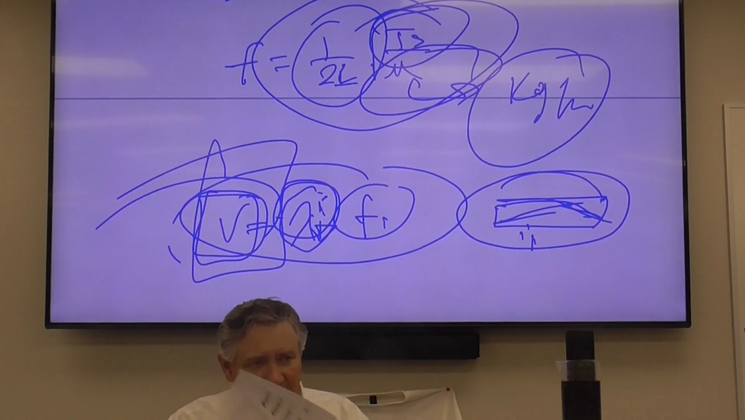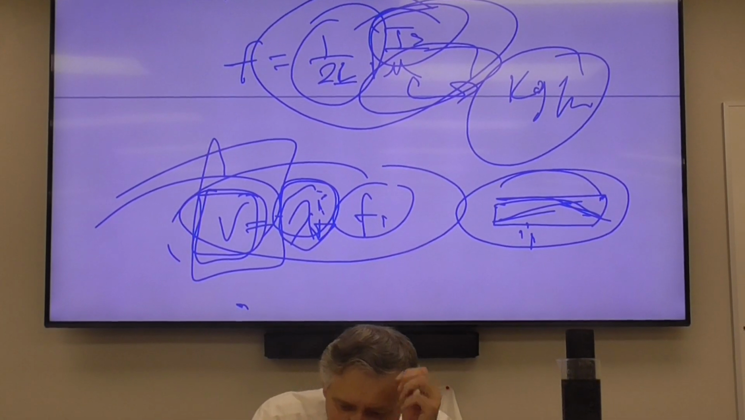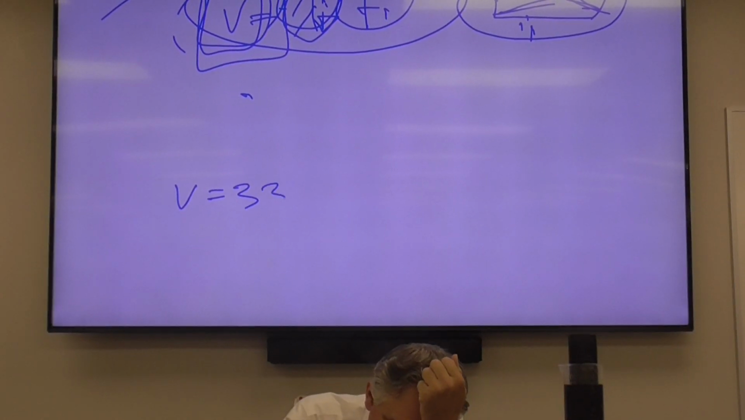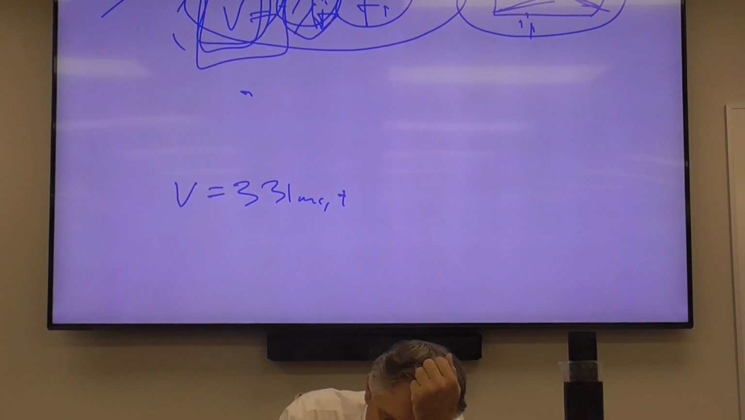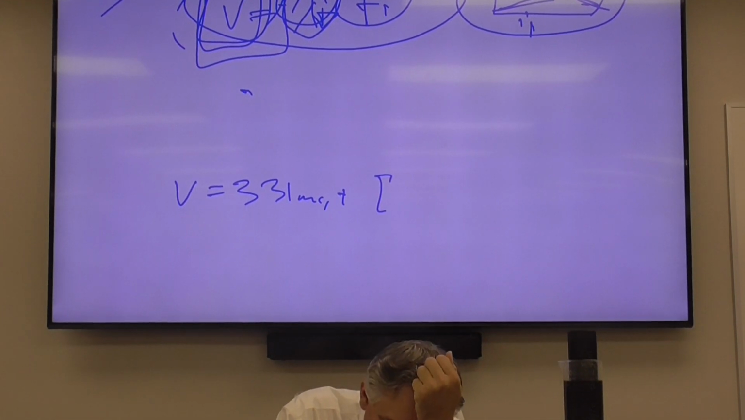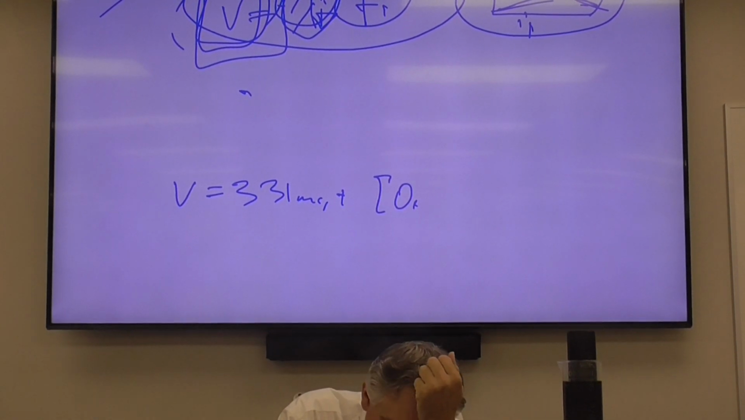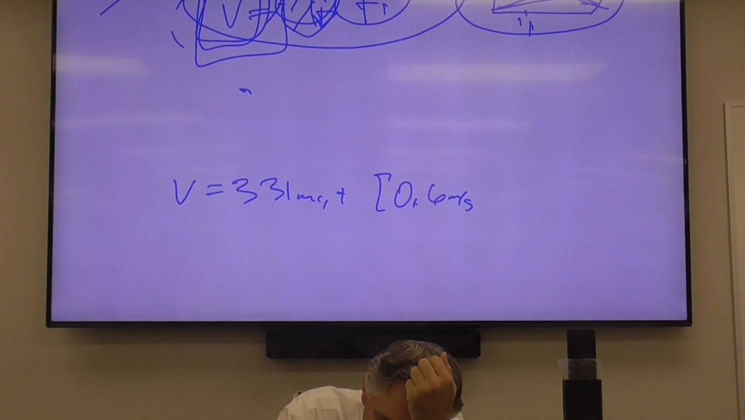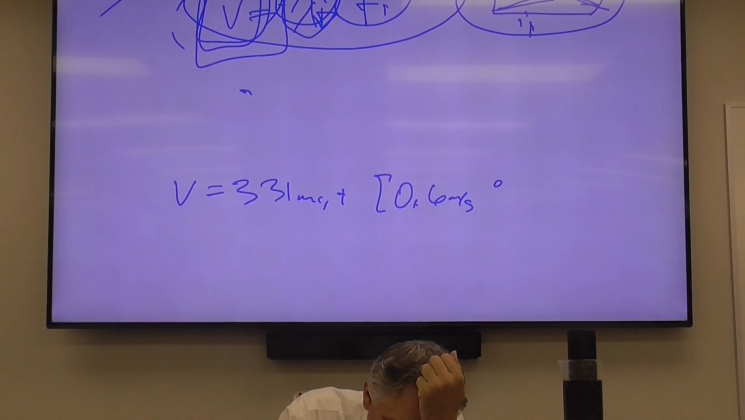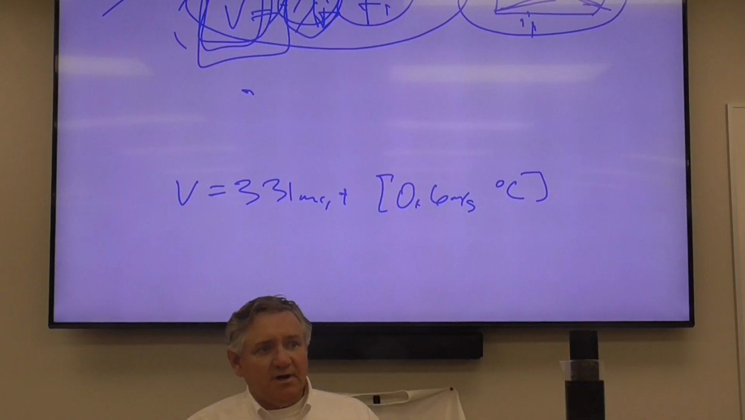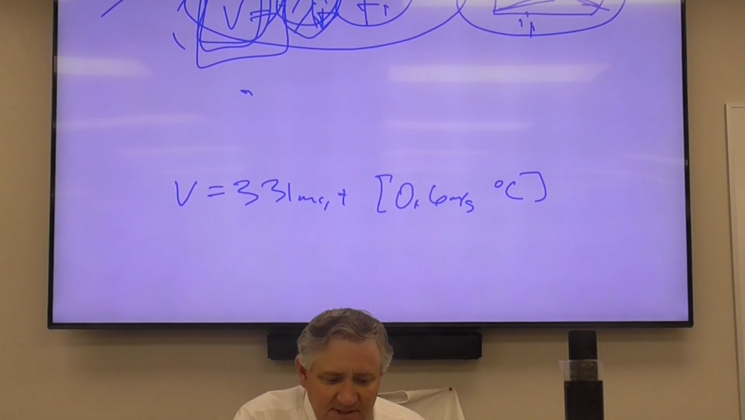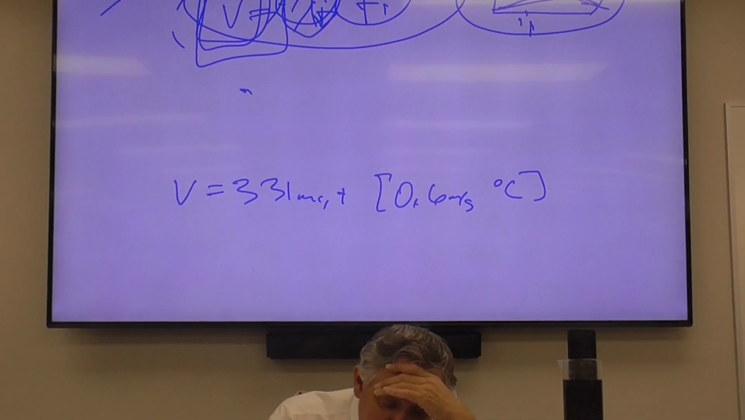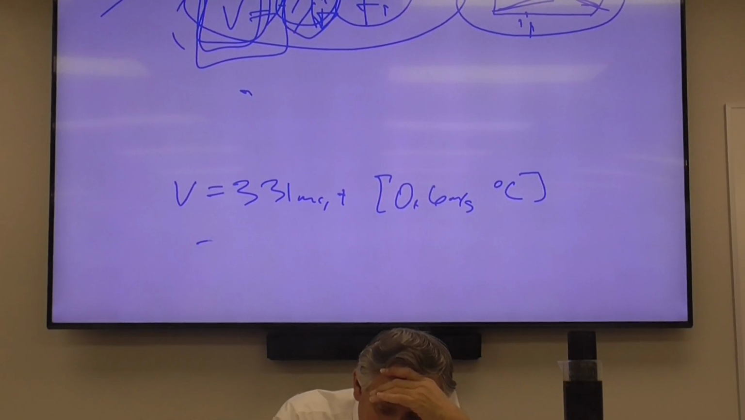So down here on number 9, you've got this handy dandy little equation that says V equals 331 meters per second plus, and here's your correction factor based upon temperature, 0.6 meters per second times the temperature in degrees Celsius. So the room temperature right now is 22 degrees. So somebody take 22 times 0.6 and add that to 331.